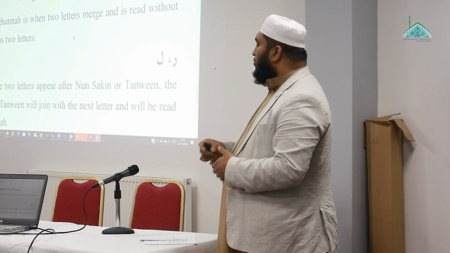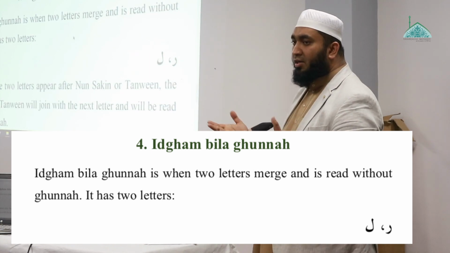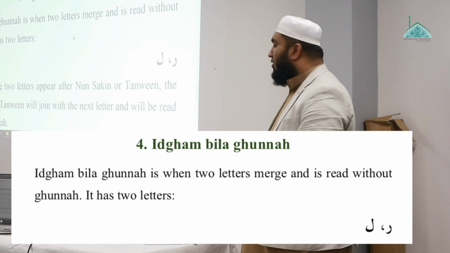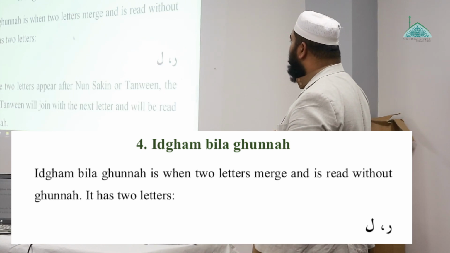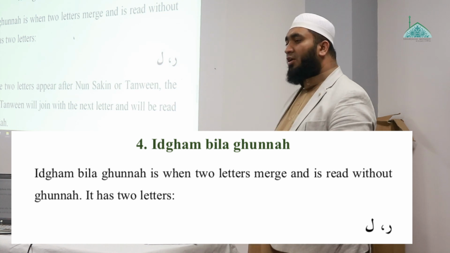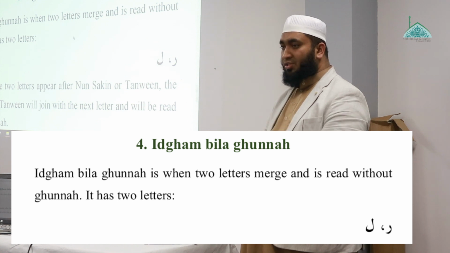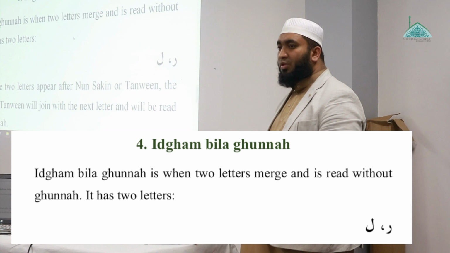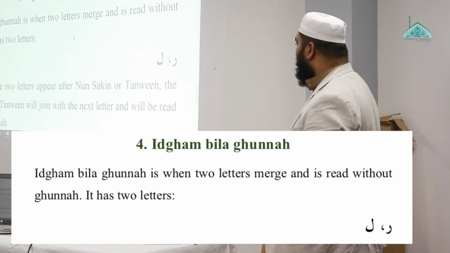Now idgham bila ghunnah. Idgham bila ghunnah means idgham without ghunnah. Bila in Arabic means without, and ma'a means with. So idgham bila ghunnah is when two letters merge and are read without ghunnah. Again, two letters will be merging, however there will be no ghunnah in this case. There are two letters of idgham bila ghunnah, ra and lam.